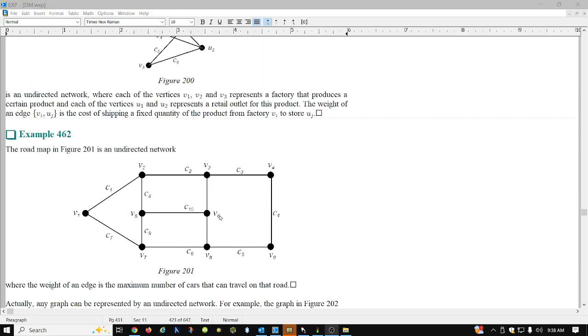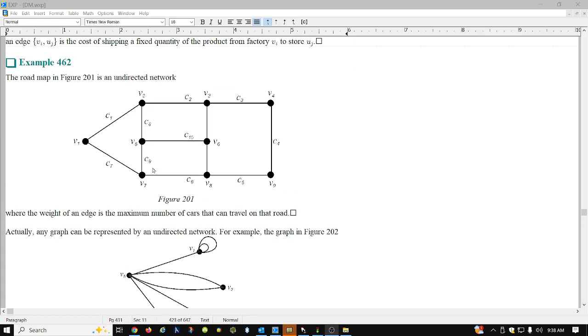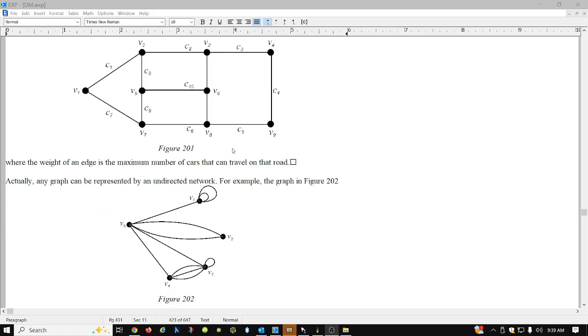Here's a network. The weight of each edge is the maximum number of cars that can travel along the road here. So this is a road map. So I think you can see, at least from these three examples, that this concept of an undirected network has important applications to things like urban planning and manufacturing, and businesses and so on.